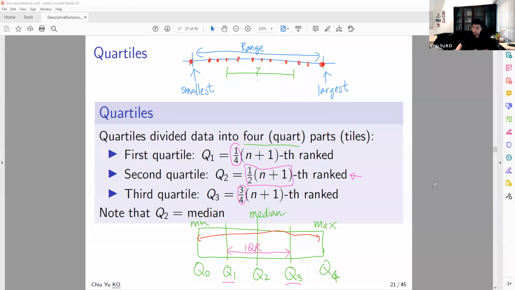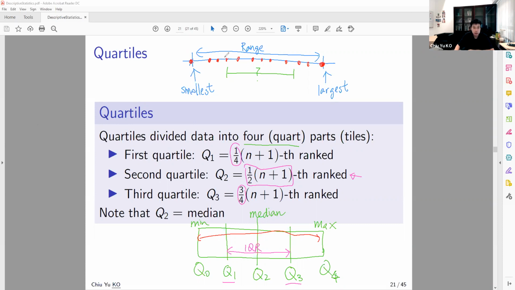Okay. Is there any question before we talk about the formal definition? This is the idea. Divide data into 4 parts and look at the boundary of the first and second half, which is Q1. The boundary of the third and the fourth will be Q3. Is there a question? Okay, I hope that is okay. Okay, good.